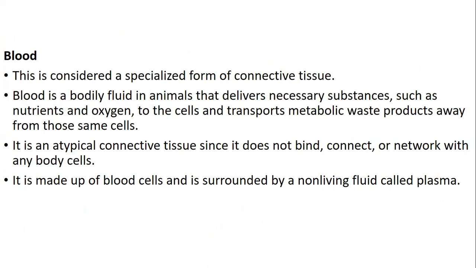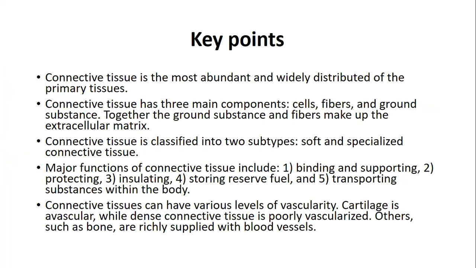Blood is considered a specialized form of connective tissue. It is a body fluid in animals that delivers necessary substances such as nutrients and oxygen to the cells and transports metabolic waste products away from the same cells. So blood moves oxygen around, it moves nutrients around, as well as moving away metabolites, thereby connecting one region to the other. So it is referred to as a liquid connective tissue.